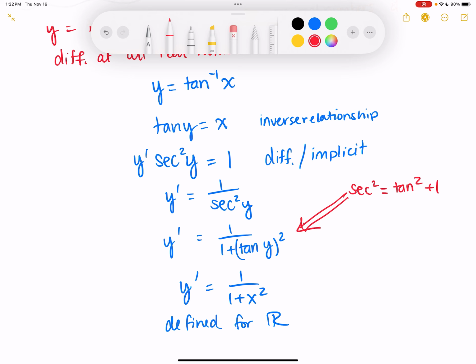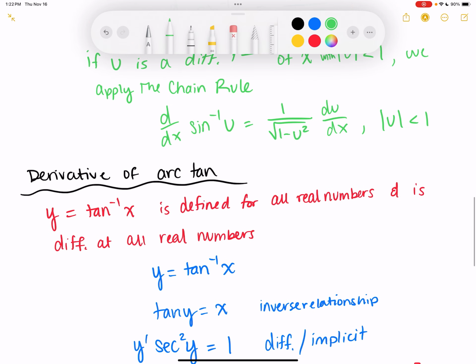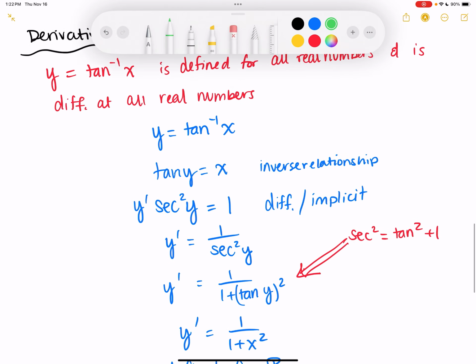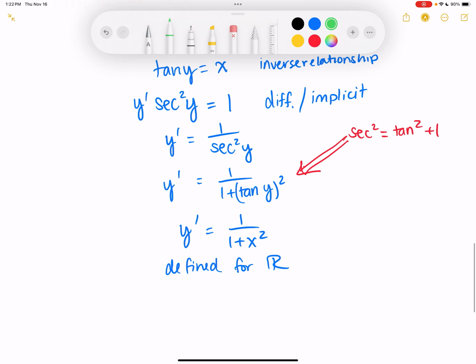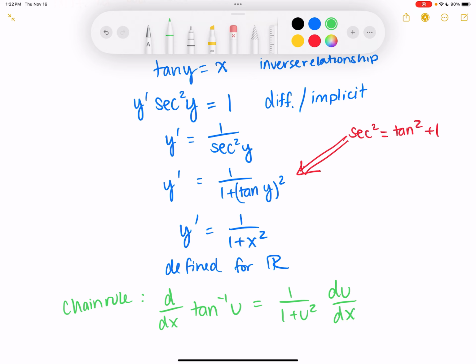Now, again, I'm going to write the chain rule version for this one. It would be d dx of the inverse tangent of u is equal to 1 over 1 plus u squared. Again, remember, u is a function, times du dx, the derivative of u with respect to x.